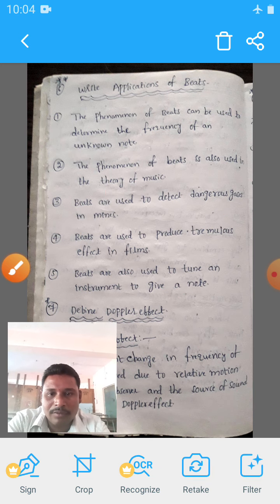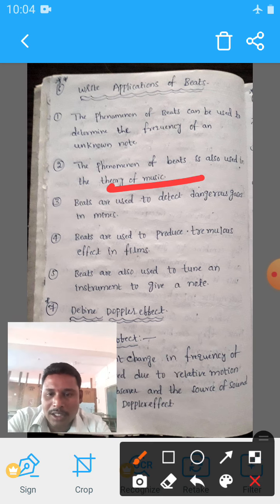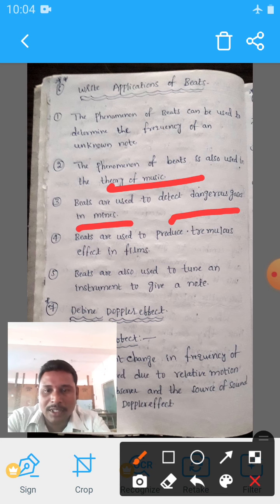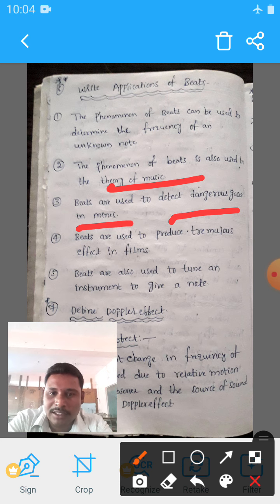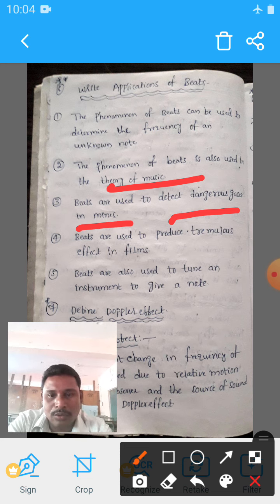And the second one is that the phenomenon of beats is also used in the theory of music. అంటే ఎక్కువగా బీట్స్ ఫినామినా ఎక్కువగా మనము మ్యూజిక్లో యూజ్ చేస్తాం. And another one is that beats are used to detect dangerous gases in mines. అంటే మైన్స్లో ఏర్పడే డేంజరస్ గ్యాసెస్ని ఫైండ్ అవుట్ చేయొచ్చు. దానికి ఒక అలారం సిస్టమ్ ఉంటుంది. ఎప్పుడైతే డేంజరస్ గ్యాస్ ఆ పైప్లోకి ఎంటర్ అవుతుందో ఆటోమేటిక్గా అక్కడ ఉన్నటువంటి అలారం బ్లోన్ అవుతుంది.